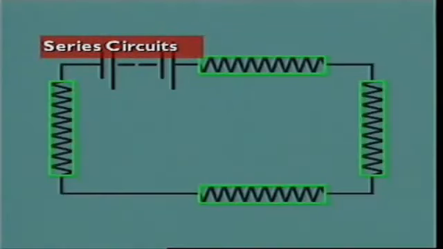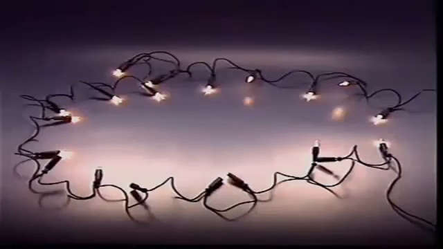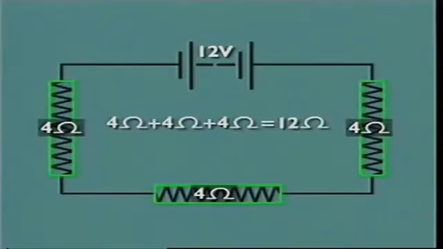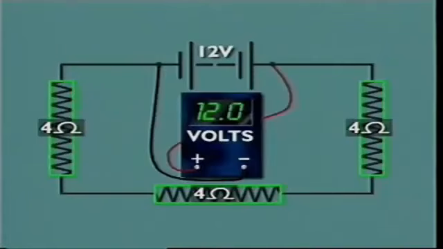This section examines series circuits. In a series circuit, current flows to each component in turn. There is only one path it can take, and all the electrons flow at the same rate. Current is the same everywhere. In this series circuit, total resistance is the sum of all of the individual resistances, 12 ohms. By Ohm's law, 1 ampere of current is flowing through the whole circuit.